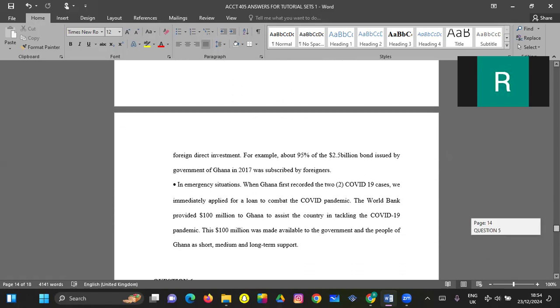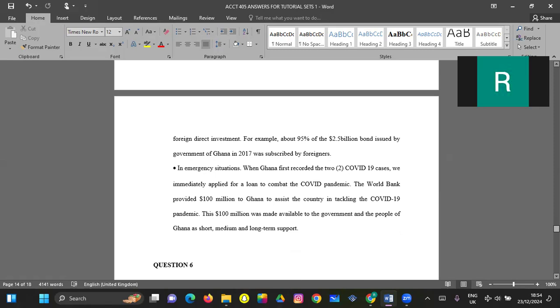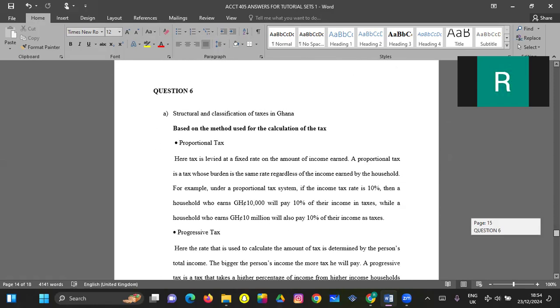All right. So in an emergency situation, public debt is needed. So when you need to complete a particular project fast, you will need public debt because tax will take time before it will come. So for example, when Ghana first reported two COVID-19 cases, we immediately applied for a loan to combat the COVID-19 pandemic from the World Bank, right? We didn't wait to take taxes. We applied for a loan, a quick one.